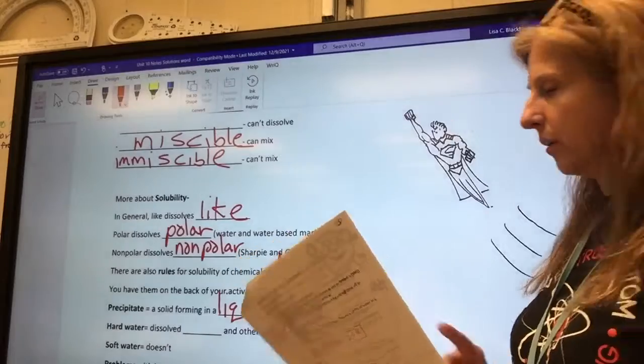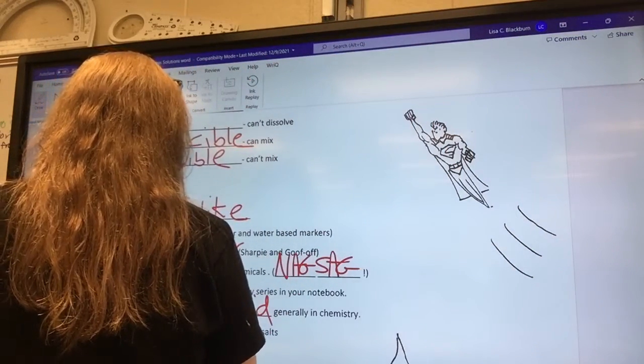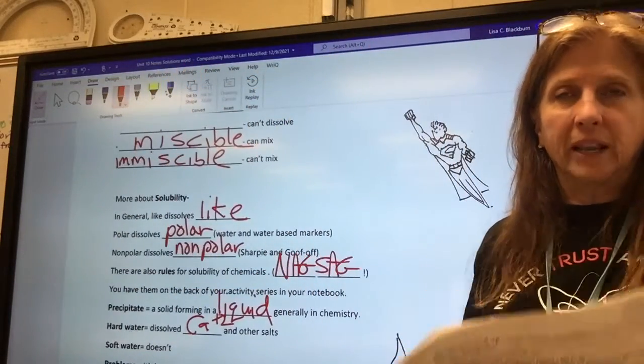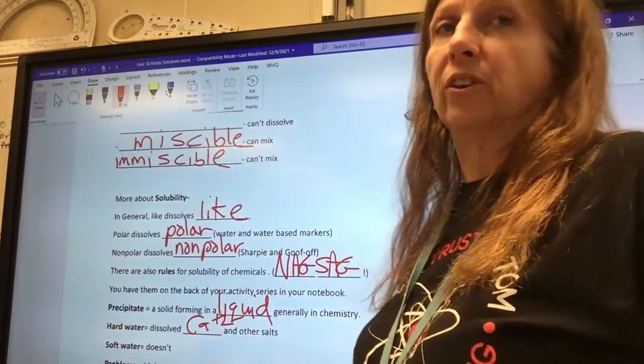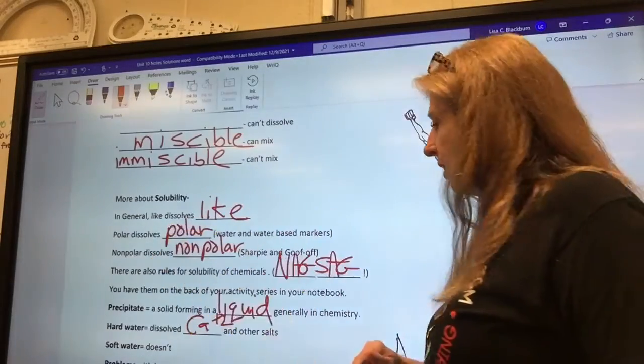Now, what is hard water? Hard water has dissolved ions in it, like calcium. Soft water doesn't. It would have different things dissolved in it a lot of times because you can dissolve water softeners in there. And then hard water causes problems.